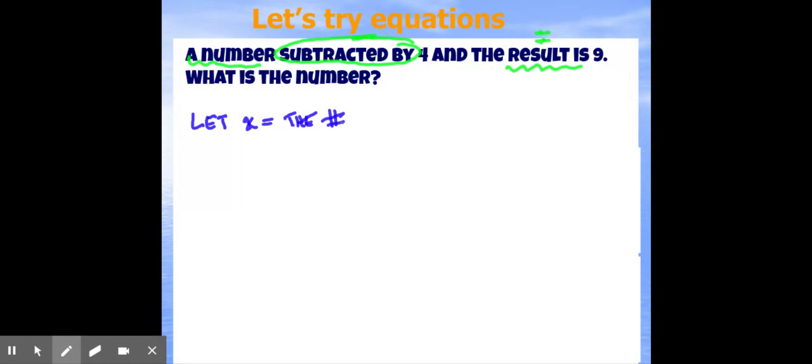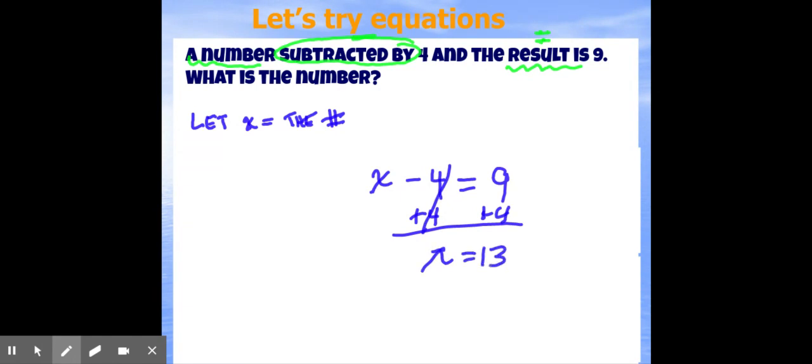So it says a number is subtracted by 4. So here's our number subtracted by 4, and the result is equal to 9. What is the number? So now I've written my equation. Now I'll just solve this equation, which is a pretty easy equation to solve. We get x is equal to 13.